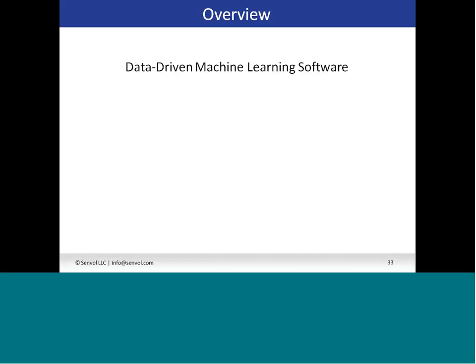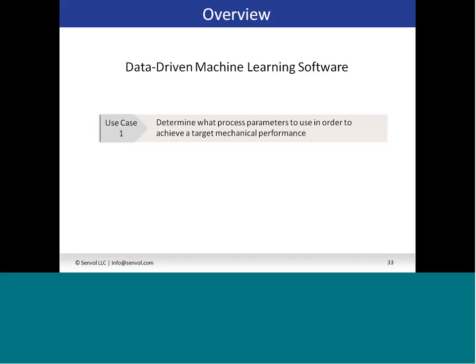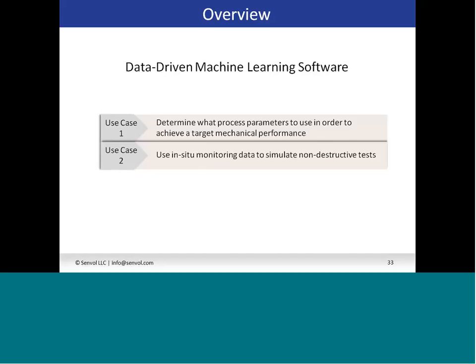What I'm going to walk you through today is the background to our data-driven approach, as well as some of the Navy's use cases for our software. The first use case I'll highlight is determining what process parameters to use in order to achieve a target mechanical performance. So this is a case where the Navy has, let's say, a target fatigue life in mind for a particular application, and our machine learning software can tell them what process parameters to use on their machine in order to achieve their target fatigue life.